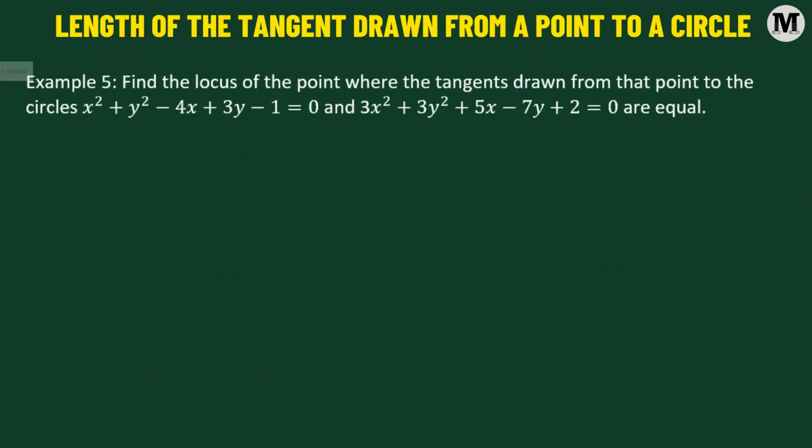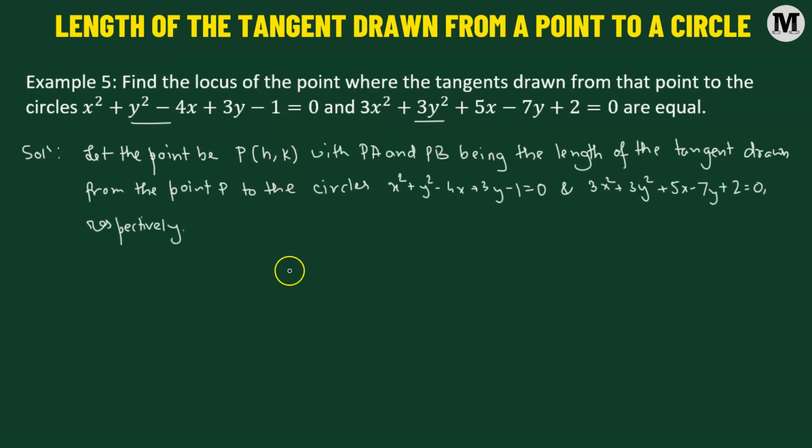Problem number 5. We need to find the locus of the point where the tangents drawn from the point to two circles are of equal length. Let us begin. Here we will suppose that the point has the coordinates h, k. Suppose from that point P we have a tangent drawn to the first circle and its length is PA, and the length of the tangent drawn from the same point to the second circle is PB. Now it's given that PA equals PB.